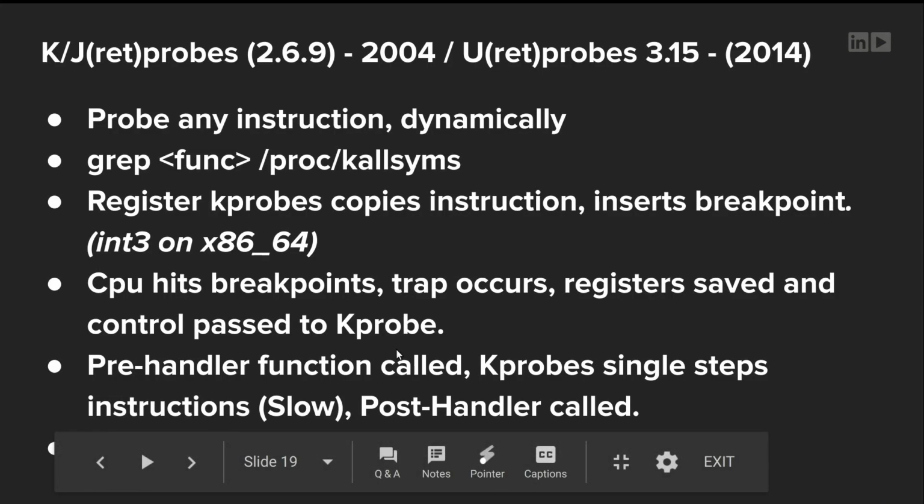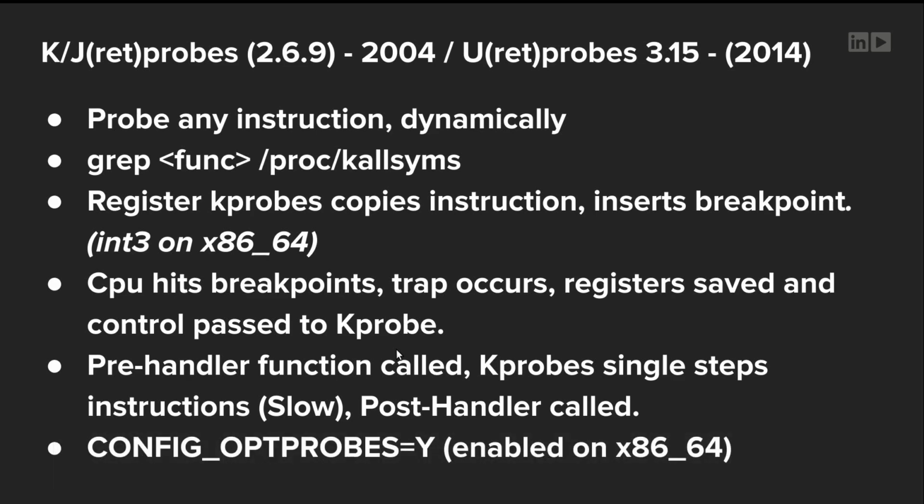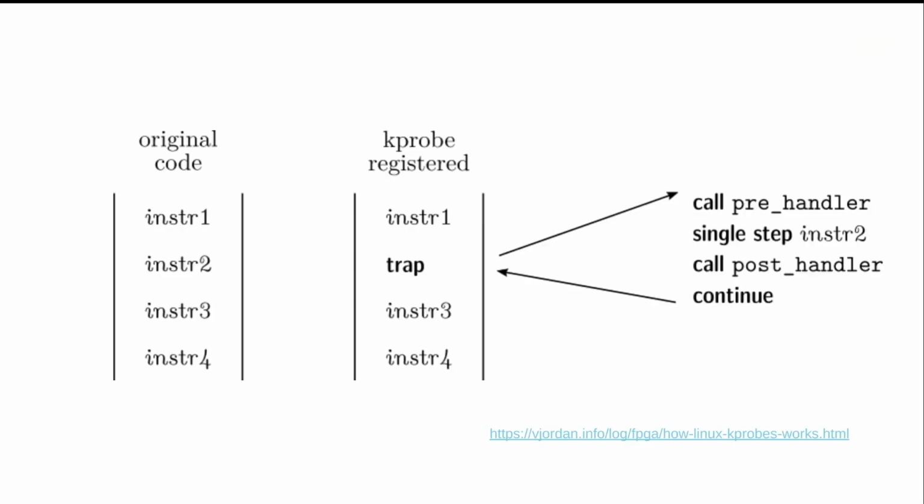So there's a little bit of detail there about how K-probes are instrumented. Historically, they were slow because the way a K-probe works is it finds the instruction that you want to probe, makes a copy of the instruction, and inserts a breakpoint. Then when that breakpoint is hit, control is passed to the probe, and it single steps through the instruction, and then it returns.